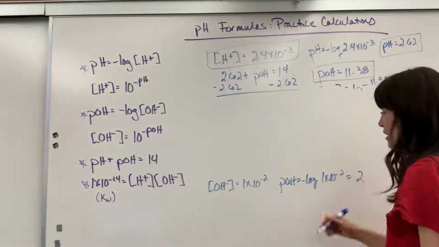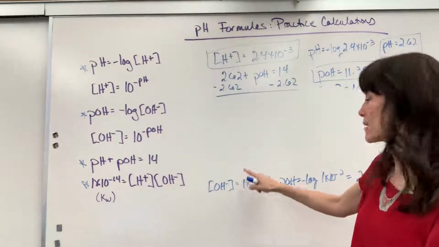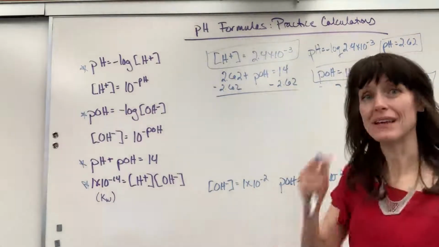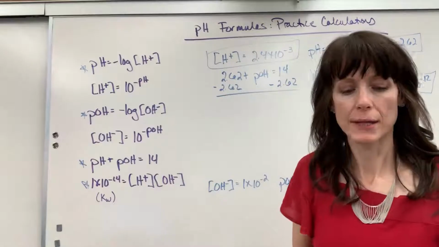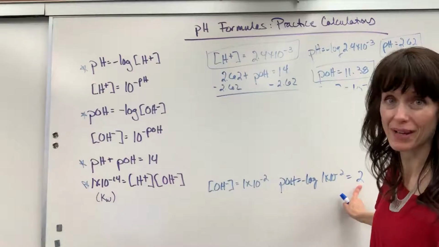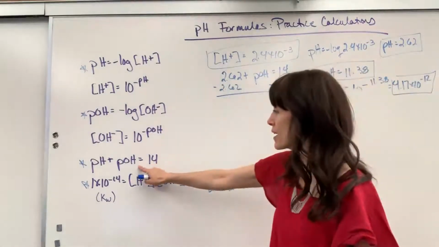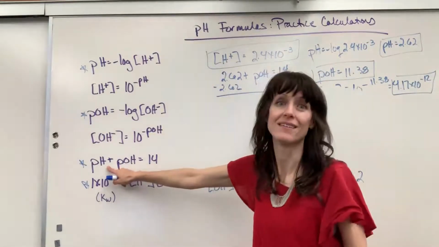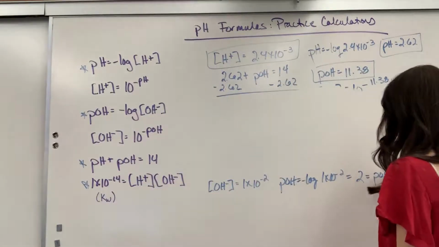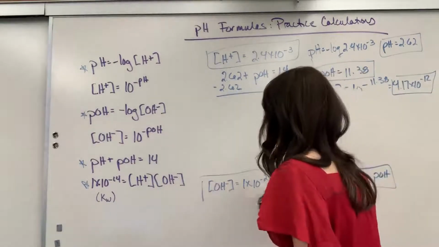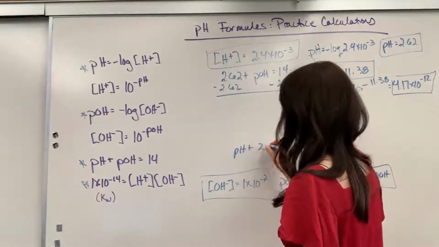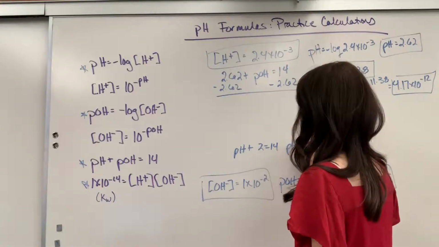So here is the trick. If you have a 1 times 10 to some exponent, whatever that exponent is, that's going to be the pOH. So super easy. If OH is 1 times 10 to the minus 2, pOH is 2. If I come over here, they've given us pOH, I'm going to do pH plus 2, pOH equals 14. This means pH equals 12.